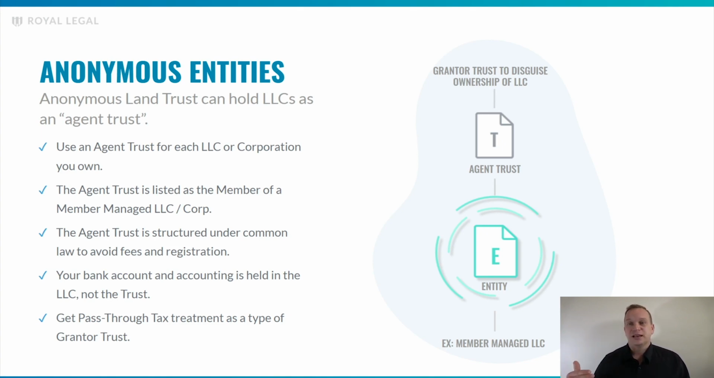That trust at the top that owns the LLC, we call that an agent trust. So the agent trust can actually own any type of limited liability company, corporation, etc. And it can be listed as either a member or a manager of that LLC. And that agent trust, just like the revocable land trust, is also structured underneath the principles of the common law, so that they're very easily created without any filing fees. And these trusts can own bank accounts if you want to, but in most cases, the actual bank account is held in the name of the LLC, because that's where the true liability protection is.